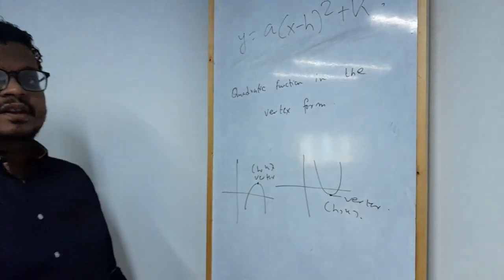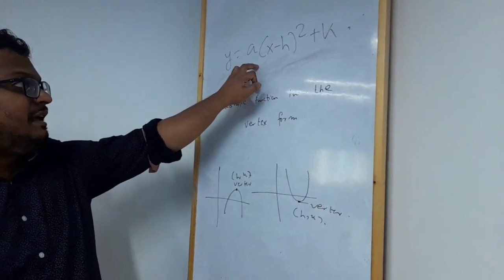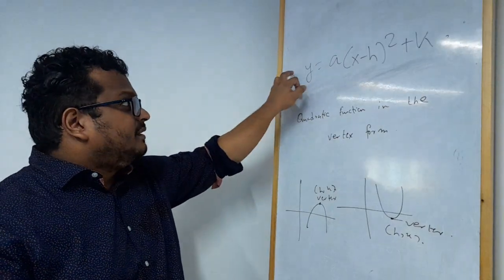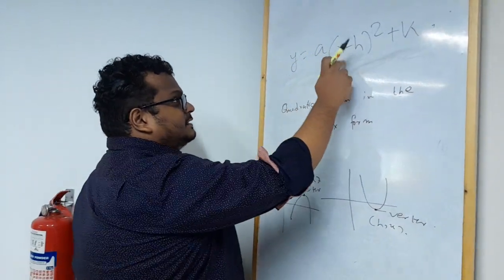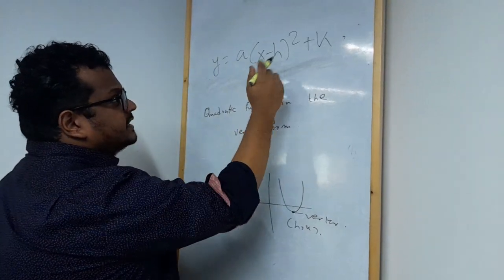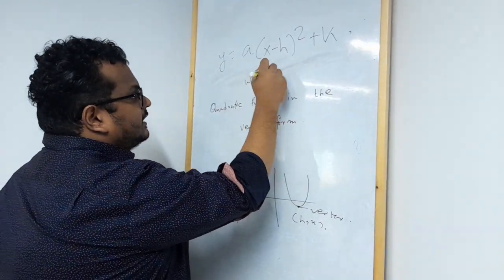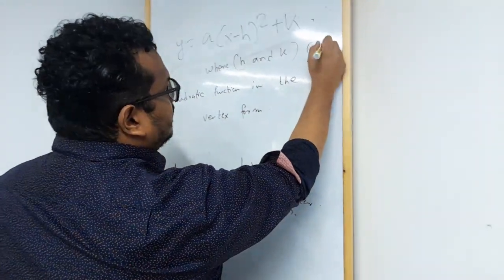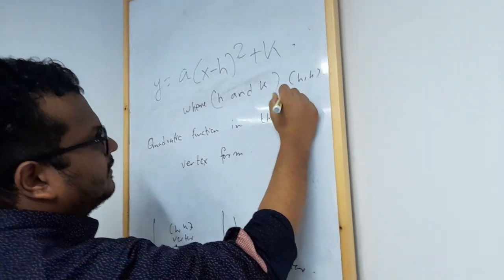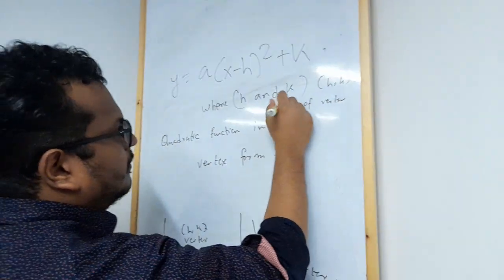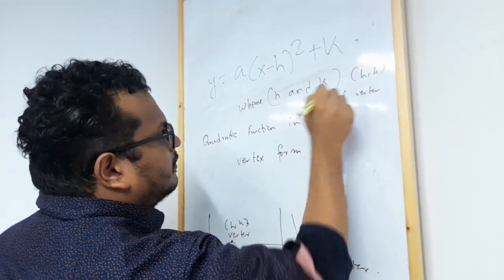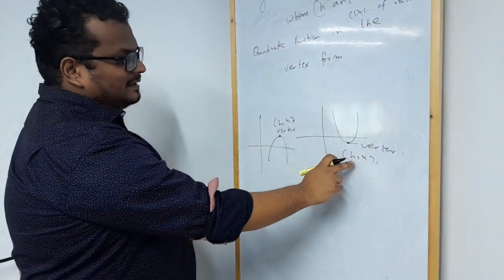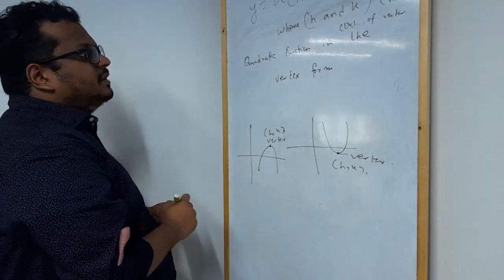If you have seen my previous video, I've shown how to figure out a quadratic function using completion of the squares. So basically the equation in vertex form is a times (x minus h) squared plus k, where h and k are the coordinates of the vertex. Basically this point has an x coordinate of h and y coordinate of k. Let me give you an example.